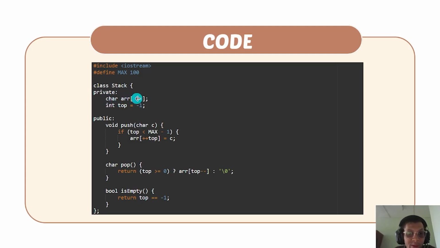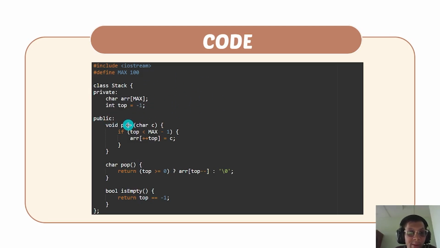Inside it, this char array of char type with a maximum size of MAX, which is 100, stores the characters of the word. And over here, a variable top initialized to -1 keeps track of the current top of the stack. -1 will indicate that the stack is initially empty.